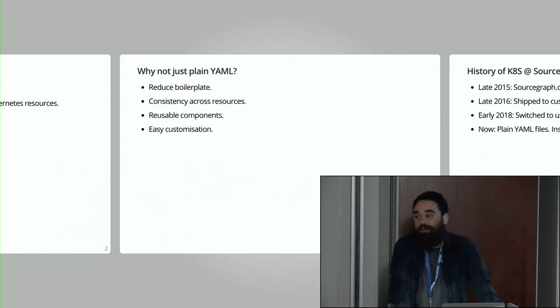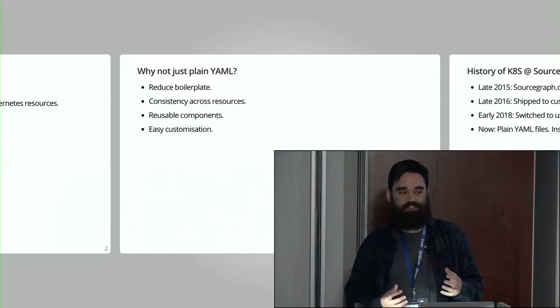So why not just plain YAML? When you browse through the Kubernetes documentation, all the examples are just simple little YAML files that seem pretty manageable. But when you actually deploy it in your organization, you get everyone writing their own YAML files, you get a lot of them, and at some point you realize you want some consistency between how you do things.